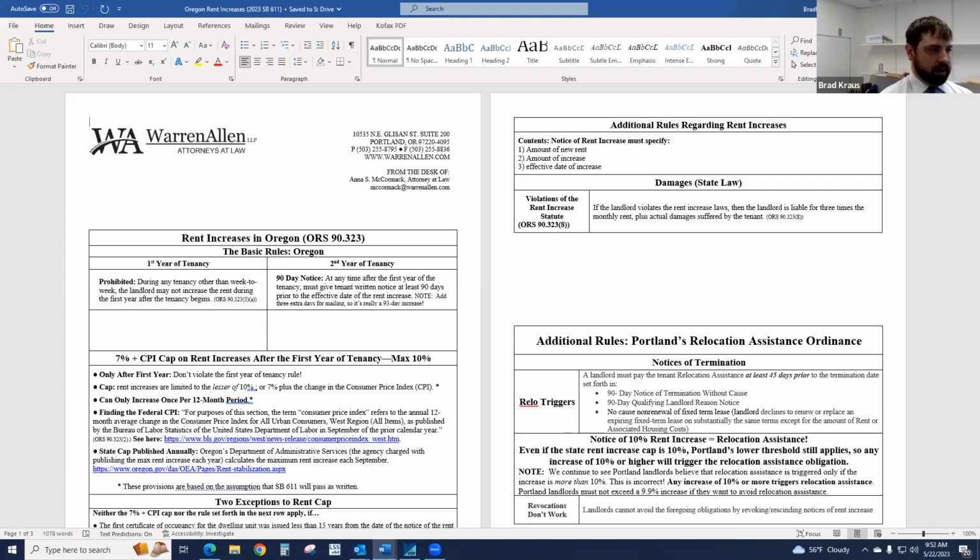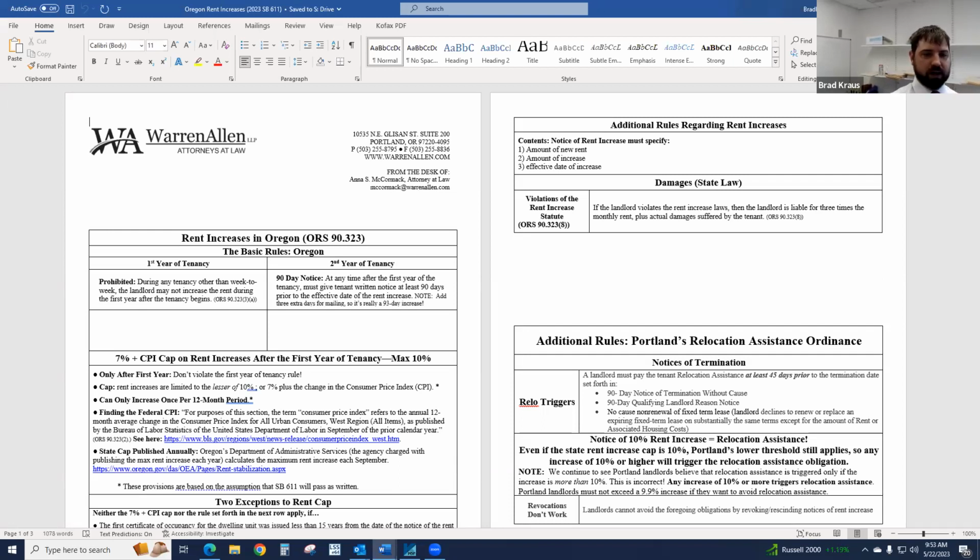All right. So the rent increase rules in Oregon are under ORS 90.323. That's the statute that talks about rent increases in Oregon. The important point that we'll touch on going forward is, again, Portland has its own set of rules that are different from the state. So if you have Portland properties, keep in mind that your rules are going to be slightly different, but those differences are important because of how SB 611 is going to work.